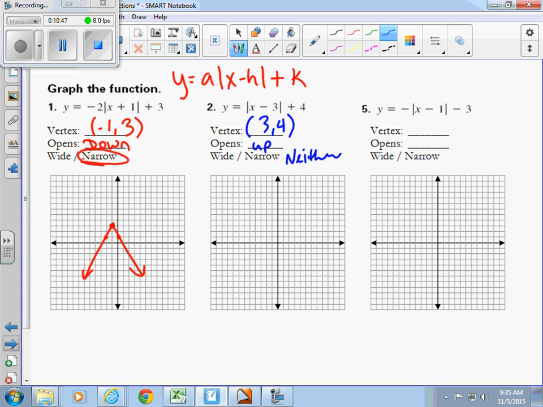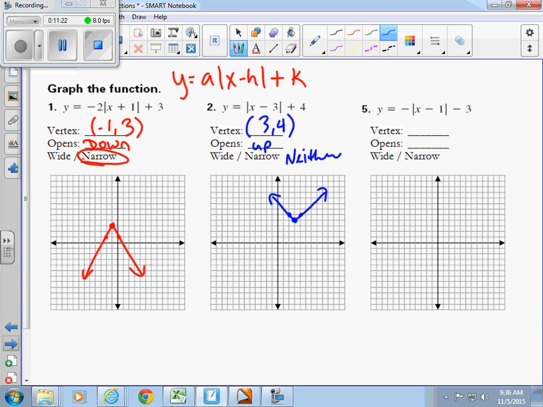And let's look at how that would look. At vertex 3, 4, I'm opening up. It would be like going up 1 over 1, right? Doesn't the normal absolute value go up 1 over 1? So it's not wider than a normal absolute value, it's not narrower than a normal absolute value, it's actually a normal absolute value as far as that goes. So I would probably accept a lot of answers on that, but it's neither wider nor narrower. Any questions about that one?